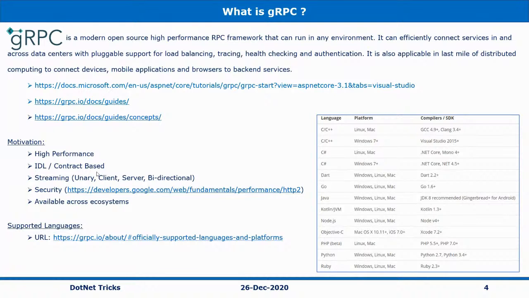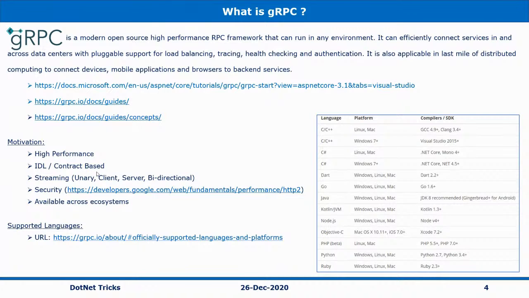What does streaming mean? In unary, a client sends a message and the server responds with a message. In some places the client sends multiple messages and the server responds with a single message, that's called client side streaming. Server side streaming is where the client sends a single message to which the server responds with multiple responses. And bidirectional streaming is where the client sends multiple messages and the server sends multiple messages. And there's a lot of security built in, with HTTP2.